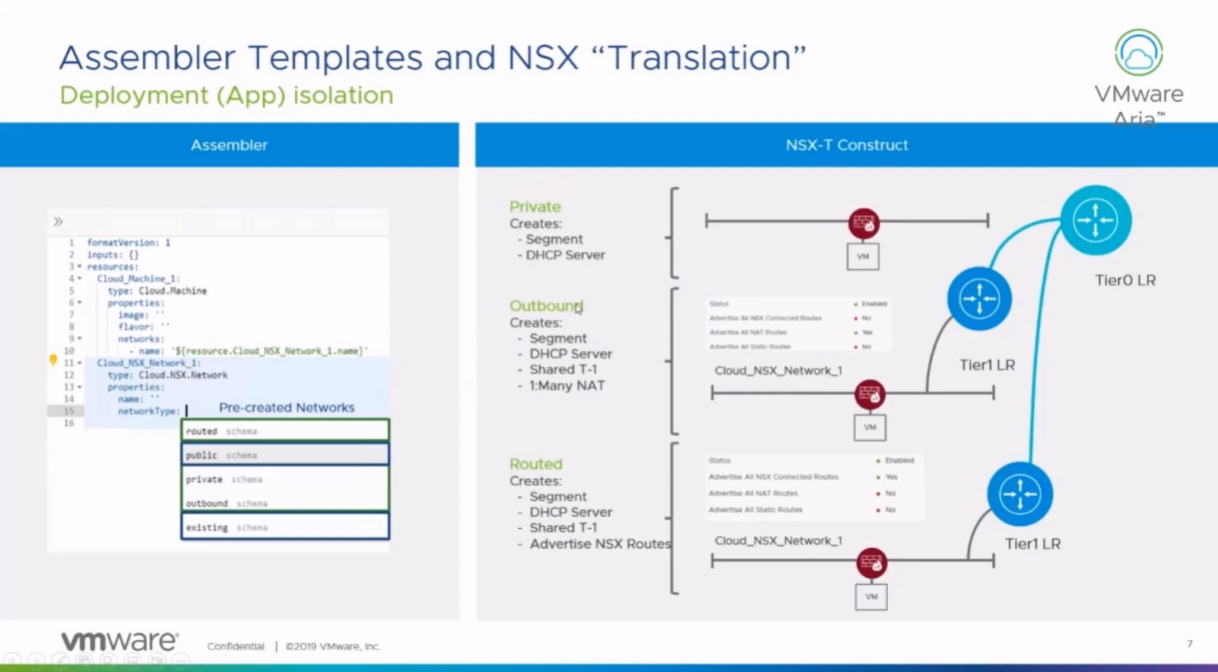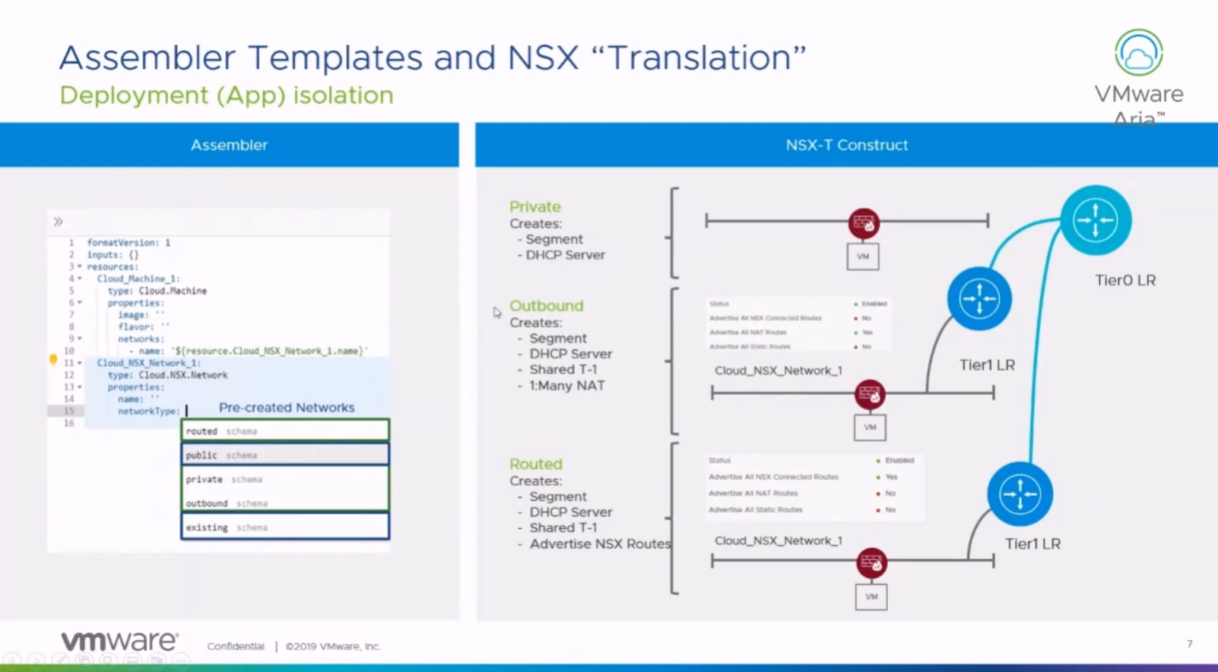The second type is outbound. There are 4 things that we do when we use the network type outbound. One, we create a segment, obviously, the network. We enable a DHCP server on that network if you would like to use it. And everything that happens on that front is on the NSX-T side. And then we do a shared T1. So we create a tier 1 and connect the tier 1 to the tier 0 within the infrastructure, and we enable one-to-many NATing. So those are the 4 things that correspond to the outbound type network.